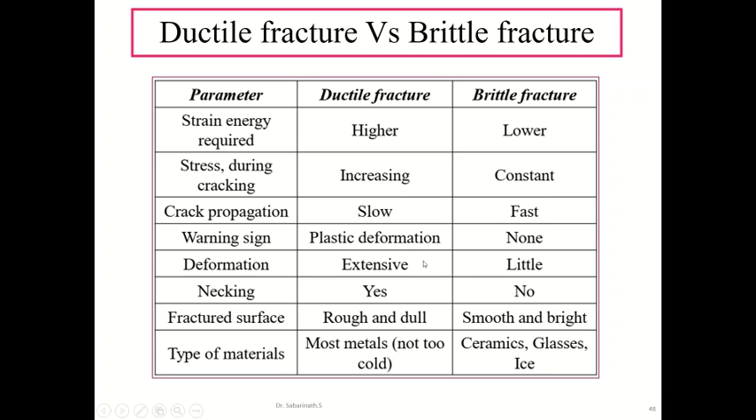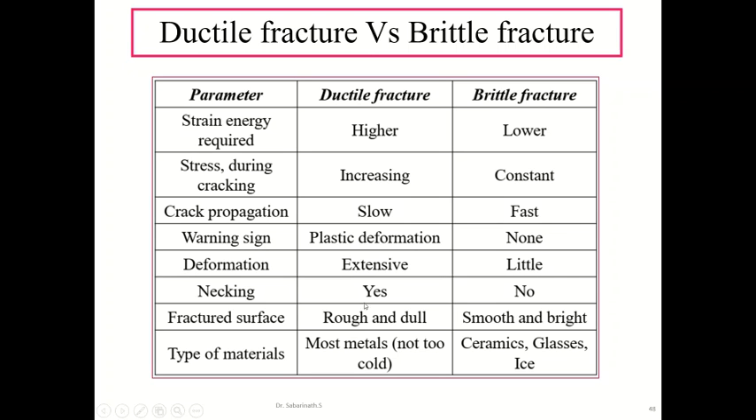So in ductile fracture we have plastic deformation, so we will be having a warning. We can observe a plastic deformation in ductile fracture, but there will not be any warning or any signal in brittle fracture. So it will be a catastrophic failure or catastrophic process in brittle fracture. And the deformation is extensive for ductile fracture, and it will be very little in brittle fracture.